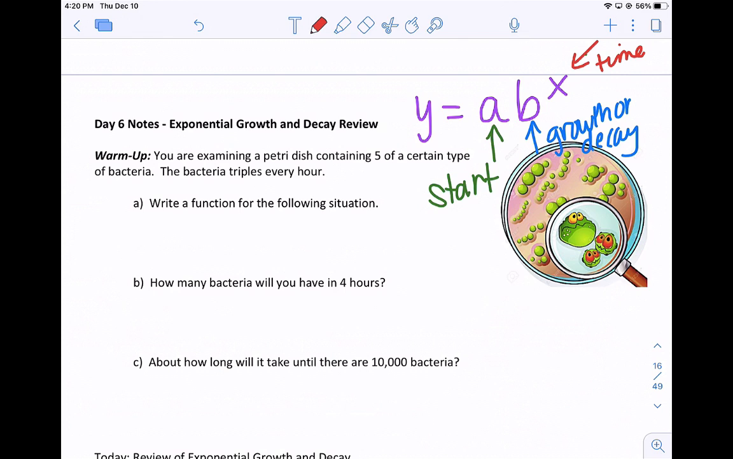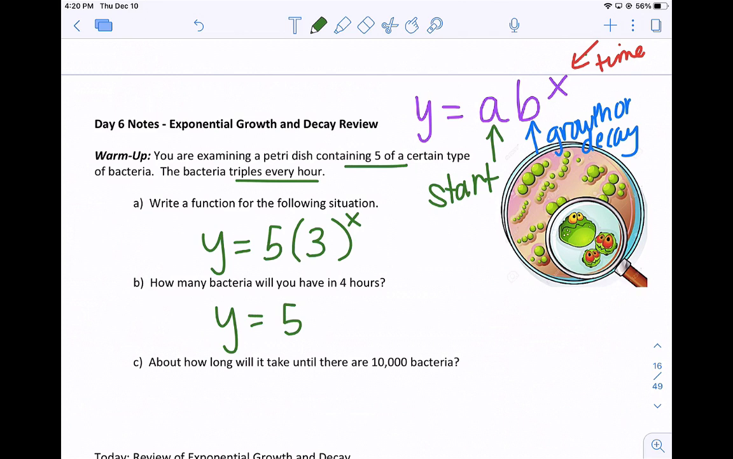You are examining a petri dish containing 5 of a certain type of bacteria. The bacteria triples every hour. Can you write the function? All right, well, our starting value is 5. If it triples every hour, it's to the third power, and then x would be the amount of time that has gone by. How many bacteria would you have in 4 hours?